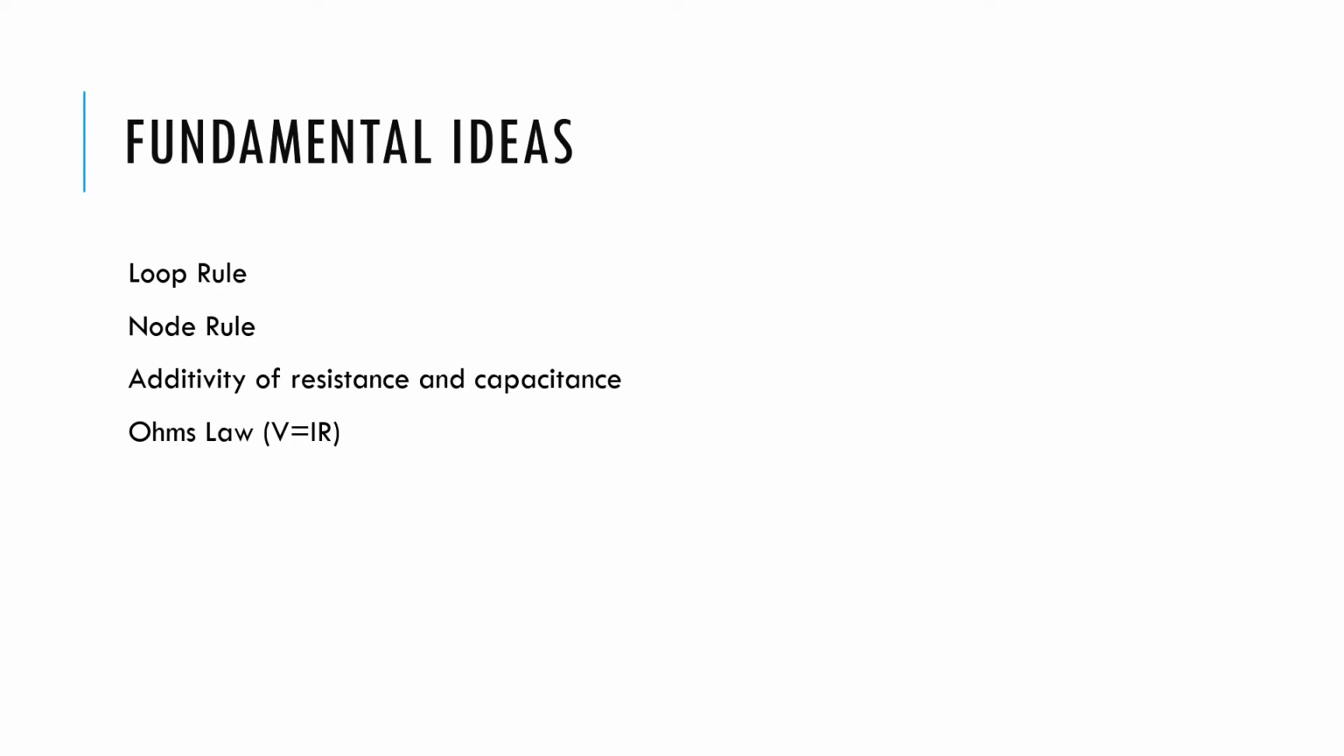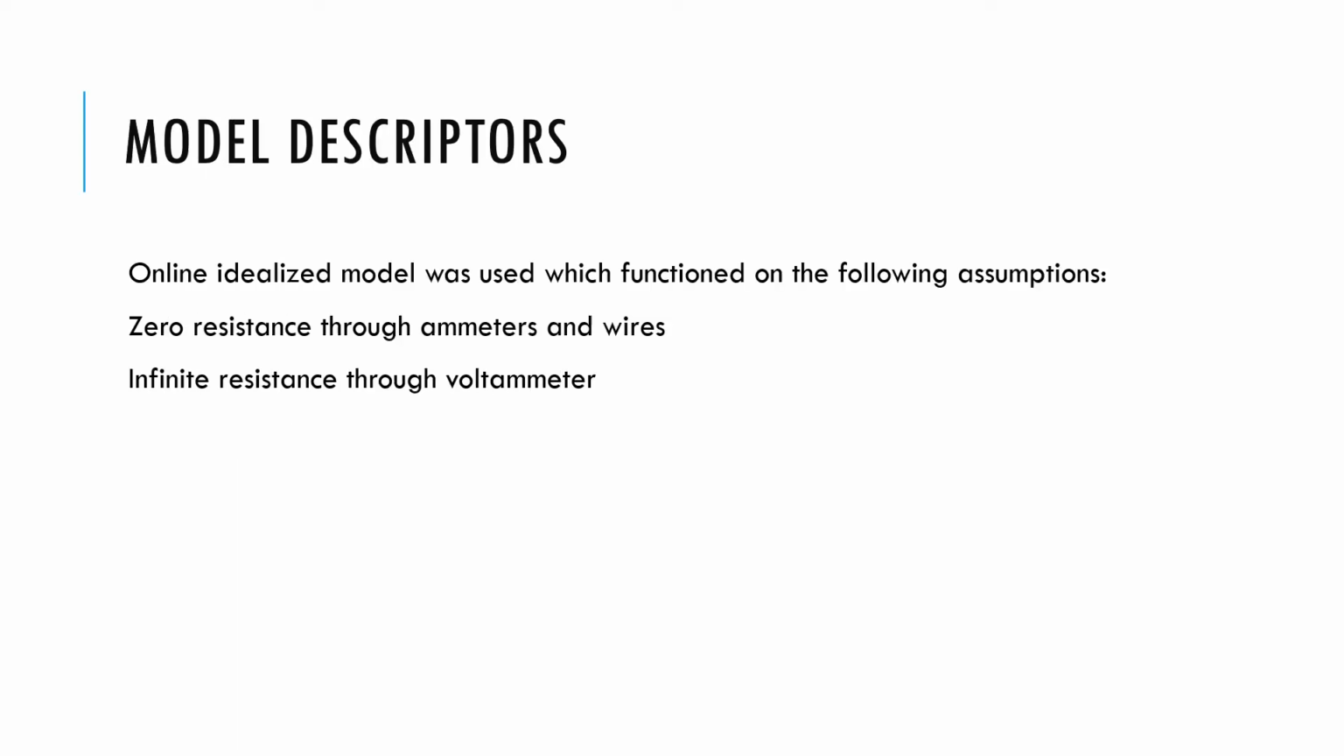Additivity of resistance and capacitance varies if you're talking about capacitors or resistors. Resistors are more effective in series, capacitors are more effective in parallel. Model descriptors: I used the online model. It's an online idealized model, and you had a few assumptions that were pretty vital to it functioning. Zero resistance through ammeters and wires, and infinite resistance through a voltmeter. So the voltmeter allowed negligible amounts of current to flow through it, and that'll be relevant.